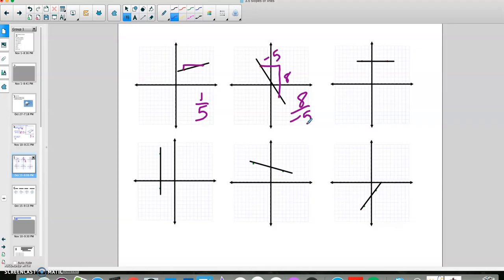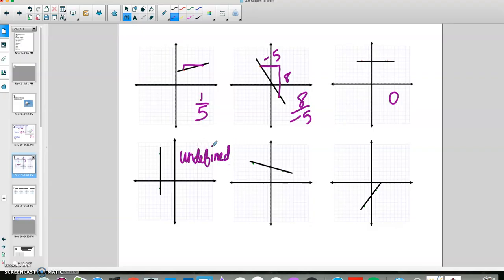Who remembers what a horizontal slope is? Think about this. Can you ski it? Yes. So it has a slope, but it is a 0 slope. Vertical. Can you ski it? Nope, not unless you're Spider-Man. So this is an undefined slope.